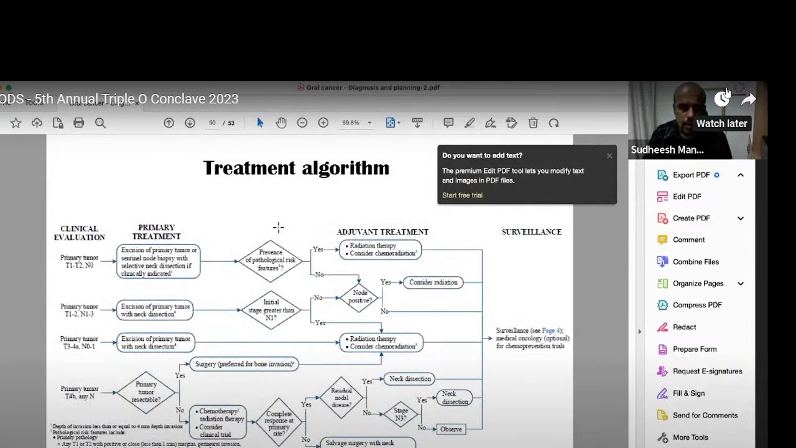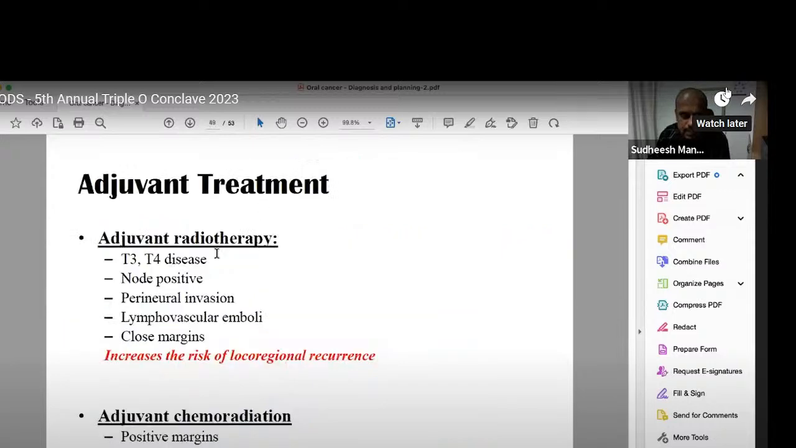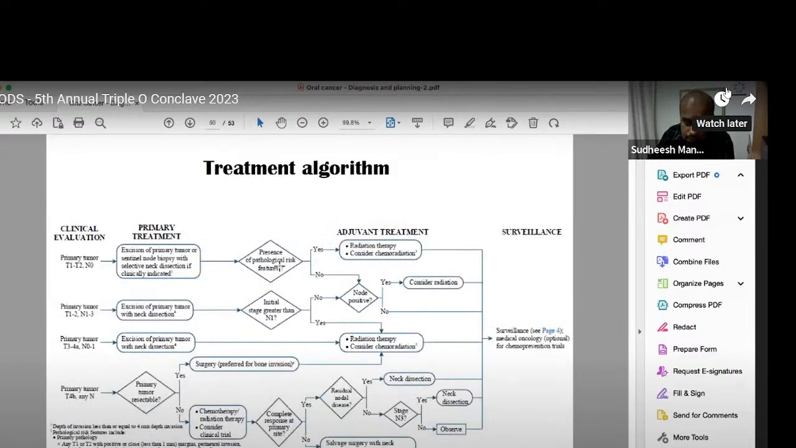So my last slide, the treatment algorithm. This is from the NCCN guidelines. I'll summarize all the treatment in this page. For primary T1, T2, N0, that is stage 1 or stage 2 disease, the primary treatment will be surgery. Surgery will be wide local excision and neck dissection, and you review the pathology report after surgery. And if any of these pathology risk factors are present, then you have to go for adjunct radiotherapy or chemoradiation. If there are no risk factors, then you can keep the patient under follow-up.